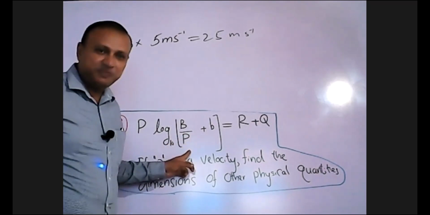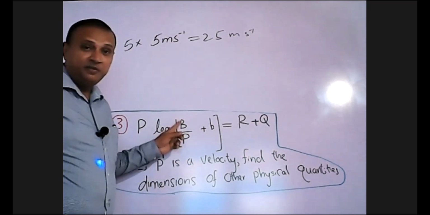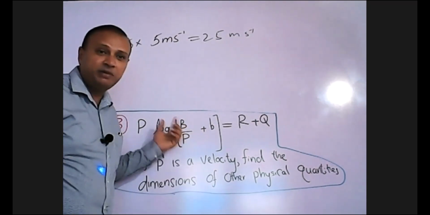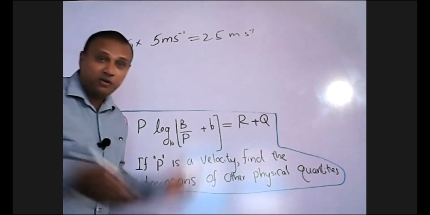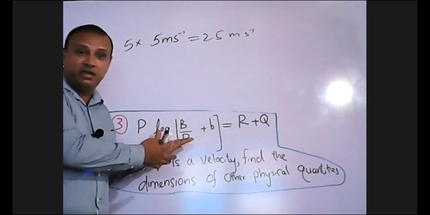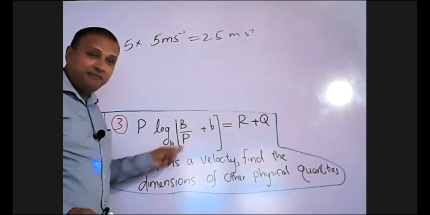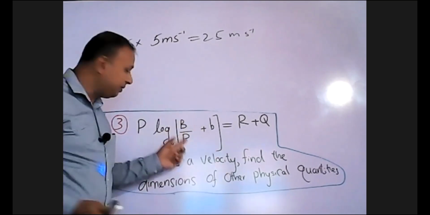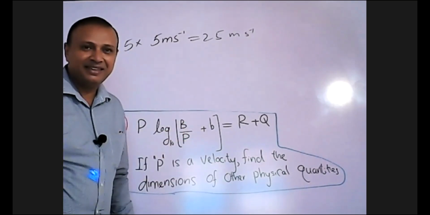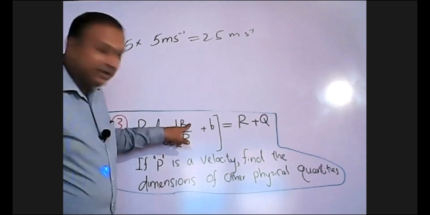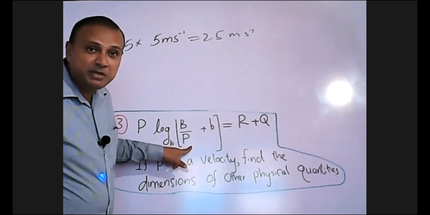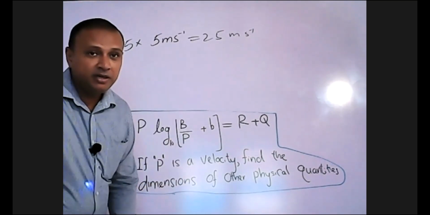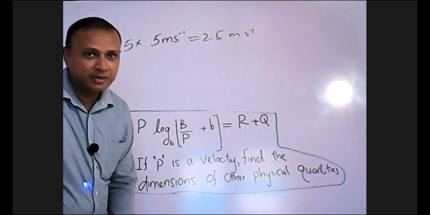But in the logarithm function there's P also. That's why we need to find the dimension of B also. We have to determine the dimension of B. If it is a number, then definitely the dimension of B is also equal to the dimension of P. This one is ms minus 1, this one also ms minus 1. Ms minus 1 over ms minus 1 will be cancelled out. Then that will become a number. Do you understand that one?